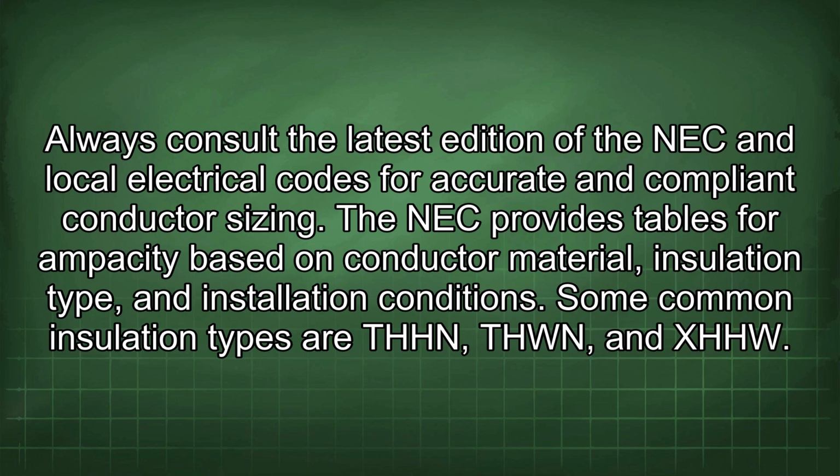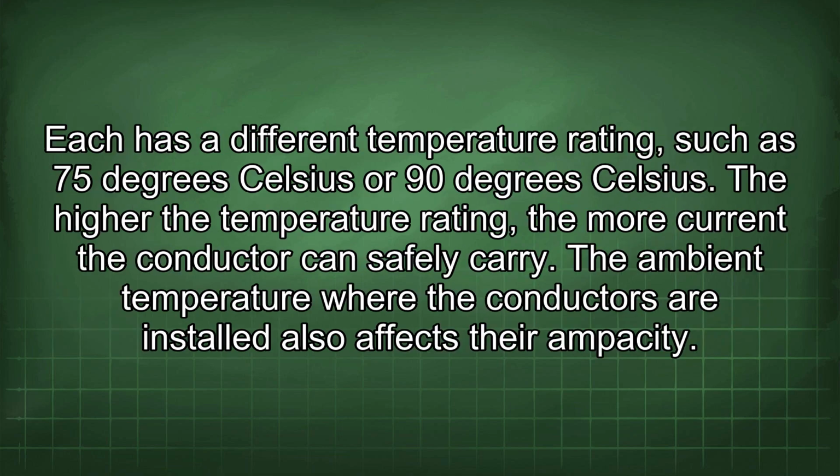The NEC provides tables for ampacity based on conductor material, insulation type, and installation conditions. Some common insulation types are THHN, THWN, and XHHW. Each has a different temperature rating, such as 75 degrees Celsius or 90 degrees Celsius. The higher the temperature rating, the more current the conductor can safely carry.